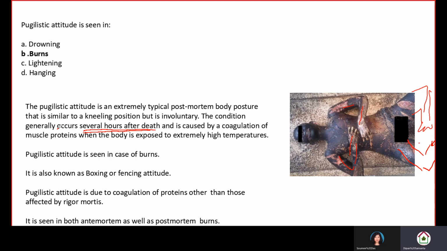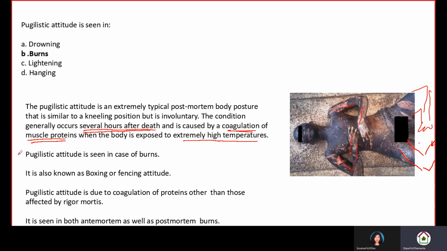It is caused by coagulation of muscle protein, because due to burning, coagulation occurs. Because in muscle there are proteins. So when protein is burnt, what happens? Coagulation occurs, when the body is exposed to extremely high temperature.